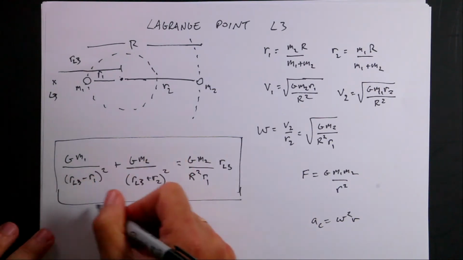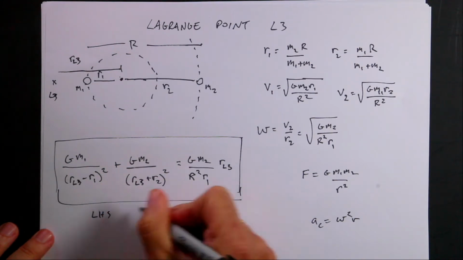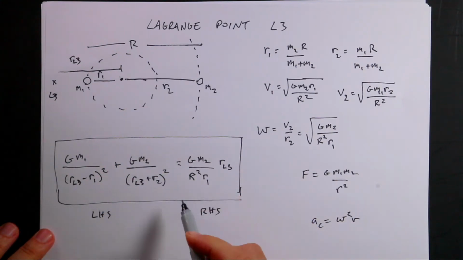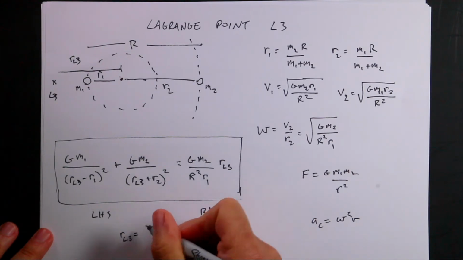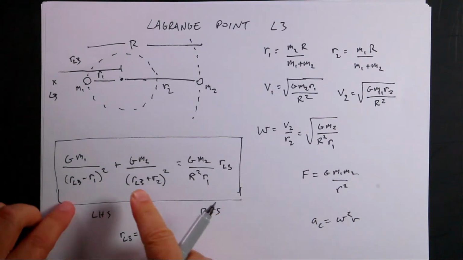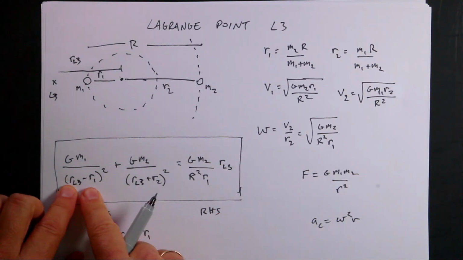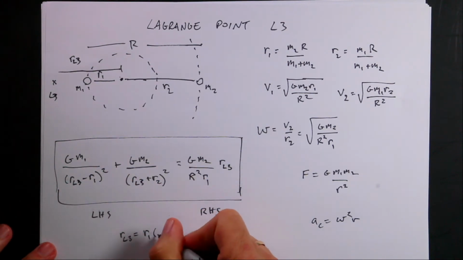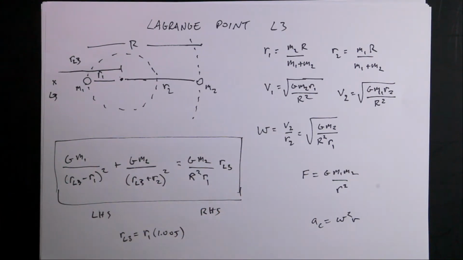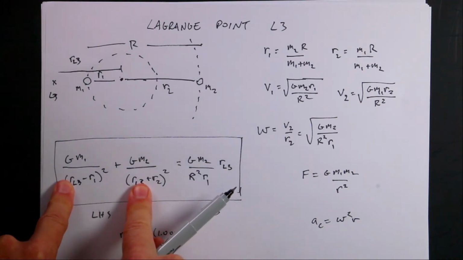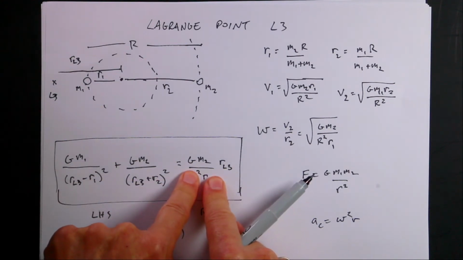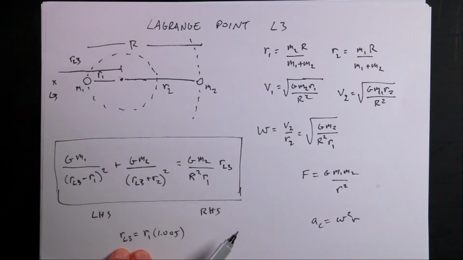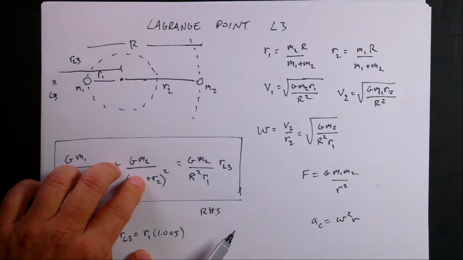So the way I'm going to do this is to calculate the left-hand side and the right-hand side. I'm going to start at RL3 equals R1. If I do that, I can't, because that would be infinite. So let's say a little bit more than R1, 1.005, I'm just picking a number, times R1. That's where I'm going to start. Then I'm going to calculate the value on the left-hand side and the value on the right-hand side, and keep increasing the value of RL3 until these two sides are equal.